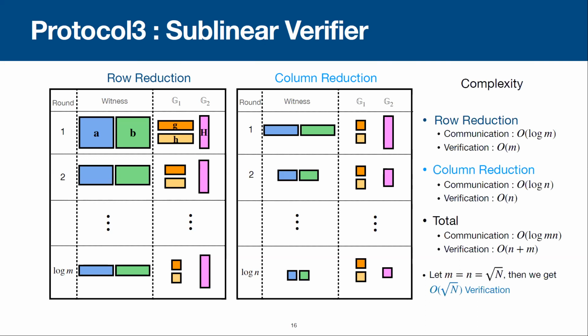Then the complexities focus on the verification. In row reduction, the verification is O(m), and in column reduction, the verification cost is O(n). So the total verification cost is O(m plus n), and letting m equal n equal square root of n, we get O square root of n verification, which is sublinear.